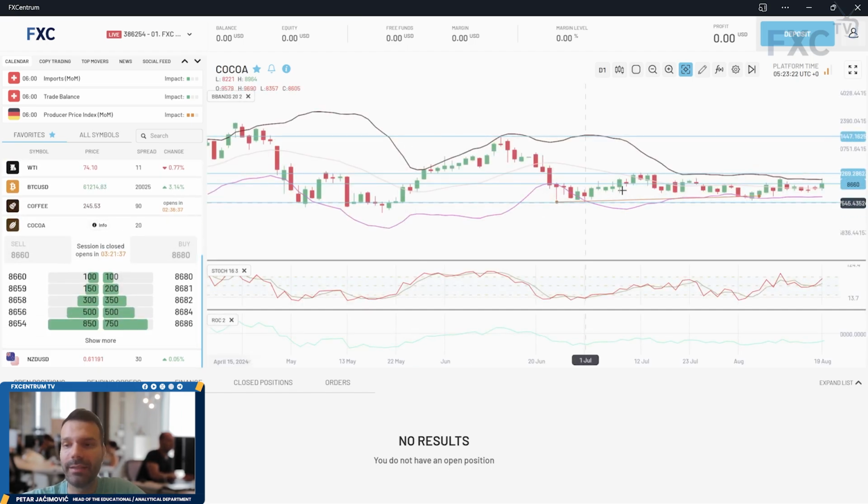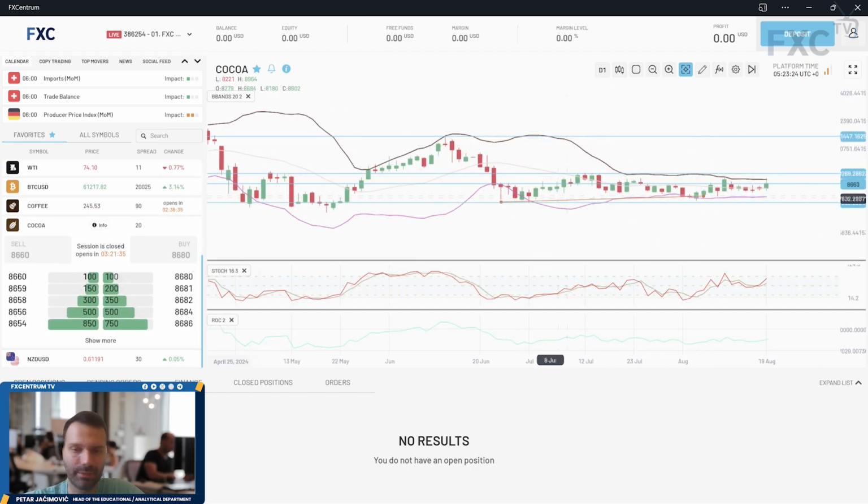And on the cocoa market, we still have a multi-month consolidation. So I'm watching carefully for a potential breakout of either support or resistance of this consolidation to confirm a further directional move.